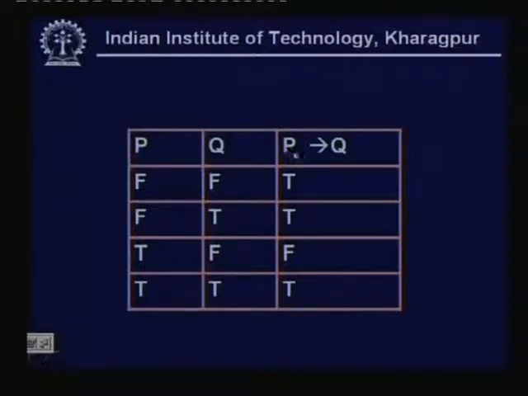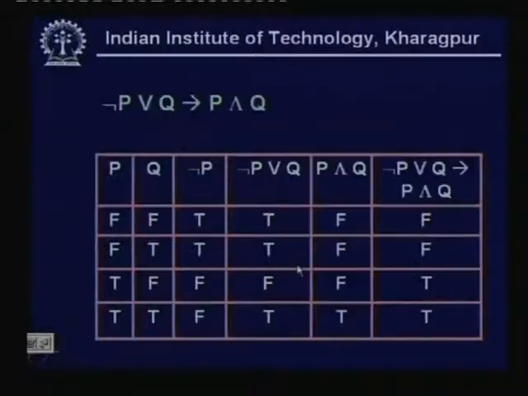So, when we try to derive the truth value of a composite statement in propositional calculus, we can use this method called truth table. Now, here we have taken the example of a little more complicated thing, that we want to find out the truth value of the statement not P or Q implies P and Q. Now, when will this statement be true? Is it true? Let us see.